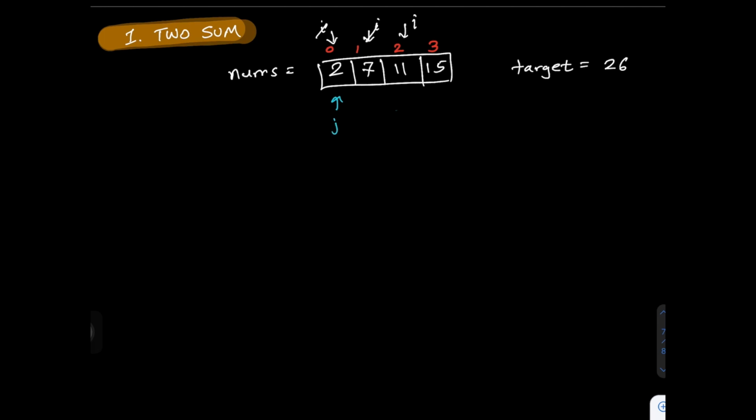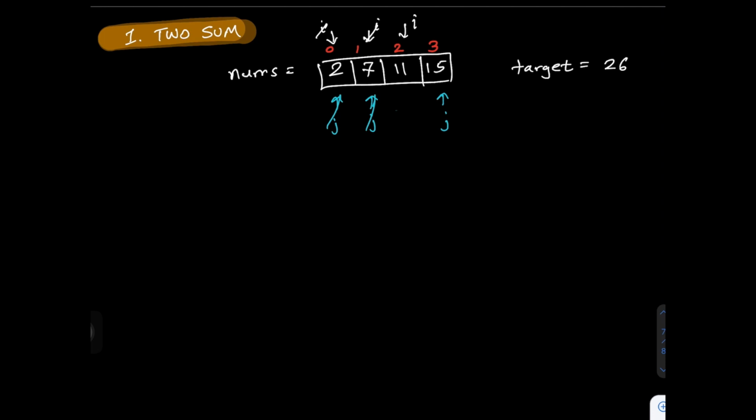Is it the same? Is it the addition of them giving us 26? No, it does not. What about 7? Is 11 and 7 18? No, it does not. What about this one? Well, now we see that we have indeed found the answer. 11 plus 15 is in fact 26. So we return 2 and 3 as the answer.